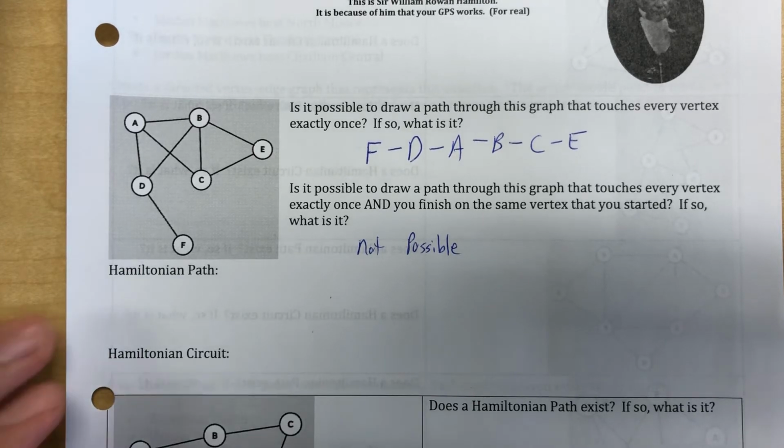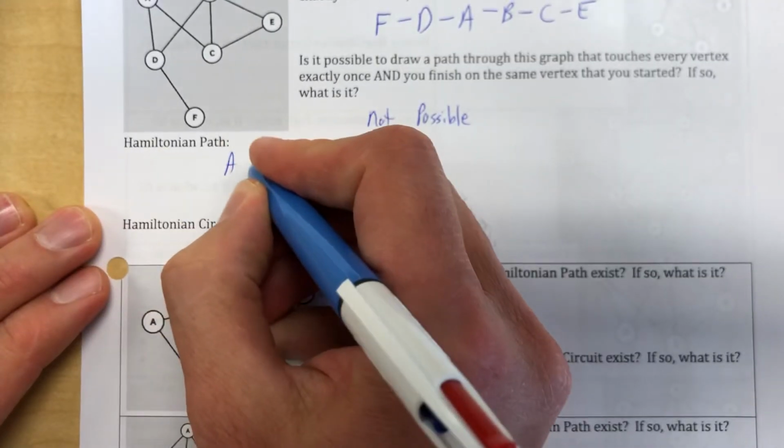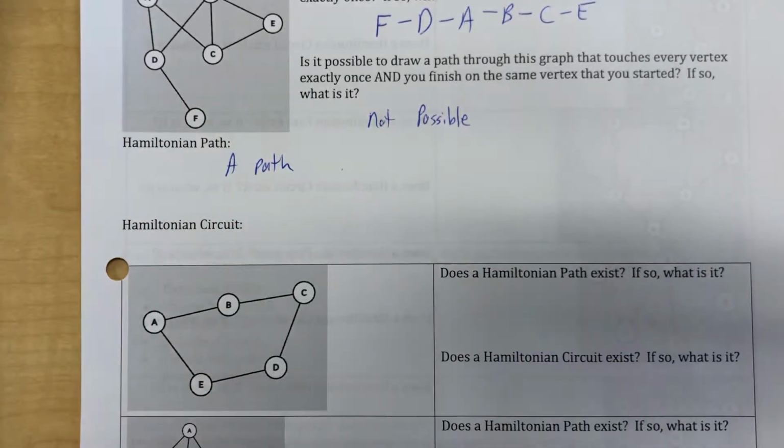All right, so here goes. Hamiltonian path is a path that is Hamiltonian. Ha ha. No, I'm kidding.